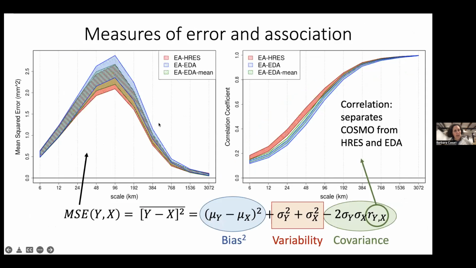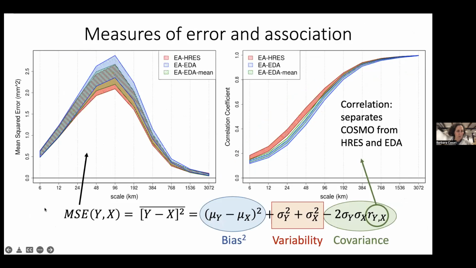Okay, beyond the energy bias, I assess the mean squared error and the correlation as measures of error and association. Here you see that the mean squared error does not separate the three products very well. Instead, the correlation separates the control, which is the red one, from the ensemble mean and ensemble members.